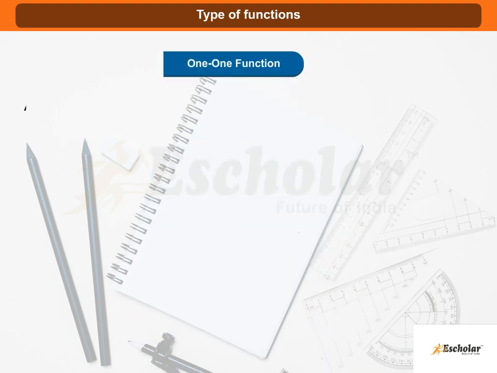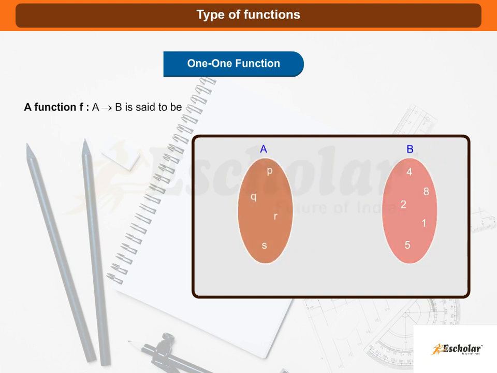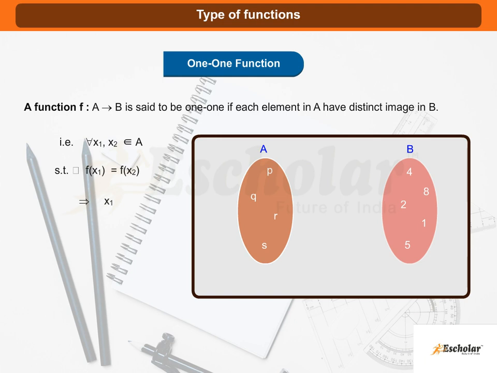One-one function. A function f from A to B is said to be one-one if each element in A has a distinct image in B, that is, for all x1, x2 belonging to A, if f of x1 is equal to f of x2, then x1 is equal to x2. The one-one functions are also called injective functions. For example, the given function is a one-to-one function, as there are distinct images in B for every element in A. Here, the images of P, Q, R, S are 4, 2, 1, 5 respectively.